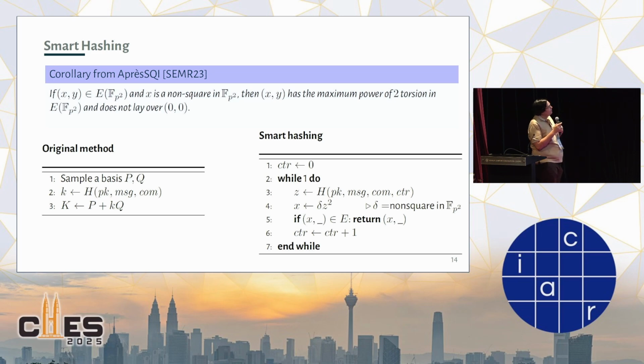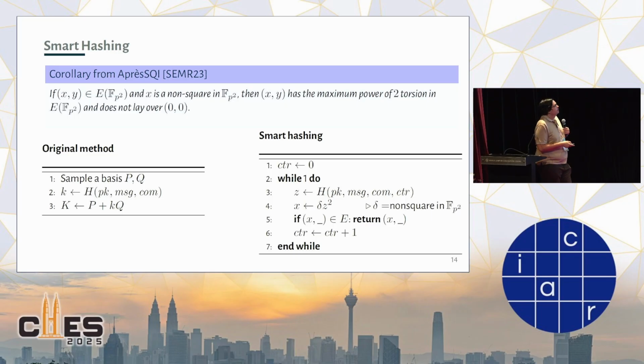Basically, if you have a point in a curve where the x-coordinate is not a square, it is automatically guaranteed to have the maximum power of 2 torsion in its order. So basically, what this means is you just have to sample an x-coordinate that is not a square, and then check if it is in the curve. If it is in the curve, then you're done. Otherwise, you just keep sampling.